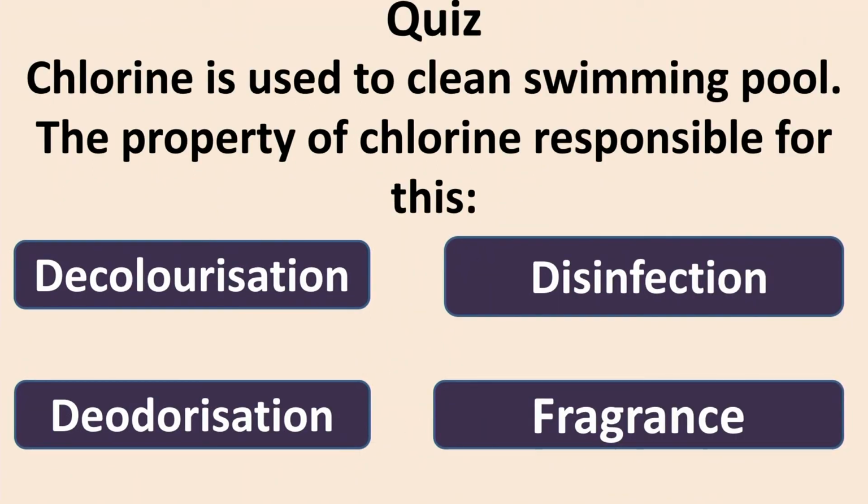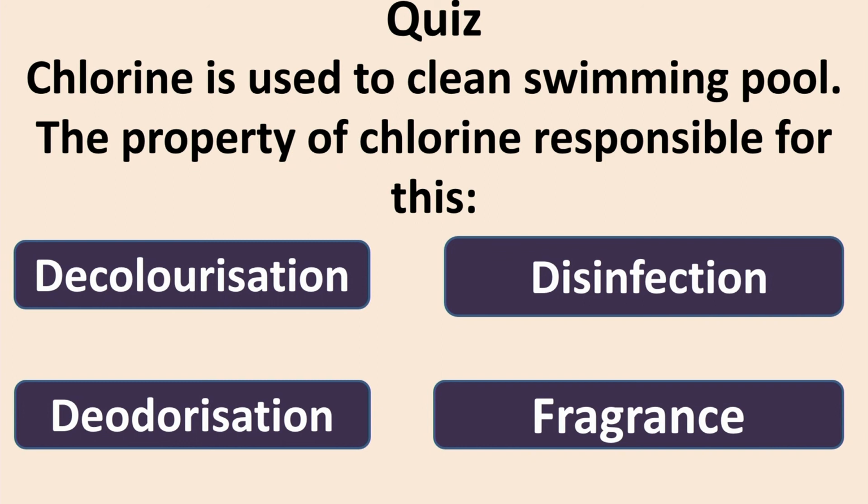Okay. Now, we go for another one. Chlorine is used to clean swimming pools. What is the property of chlorine responsible for this? Chlorine gas, bleaching powder, they will say. Bleaching powder releases chlorine gas also. Even liquid chlorine is used to clean swimming pools. So, why? Options are: decolorization, disinfection, deodorization, fragrance.